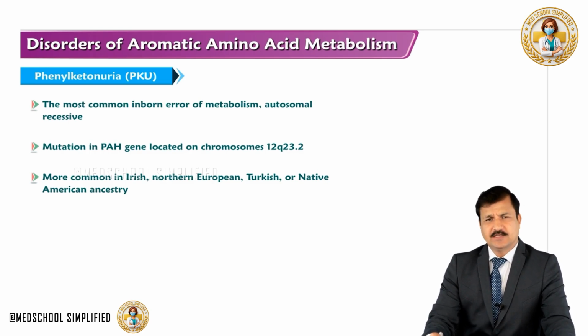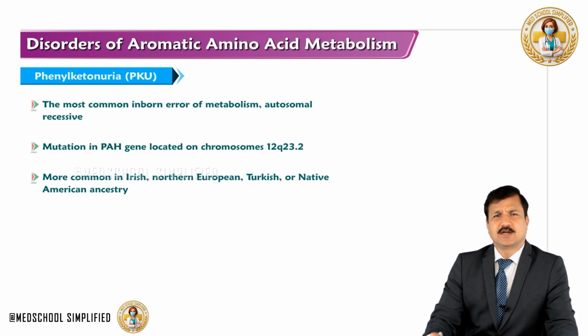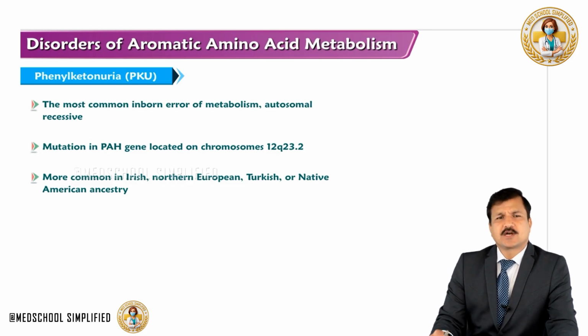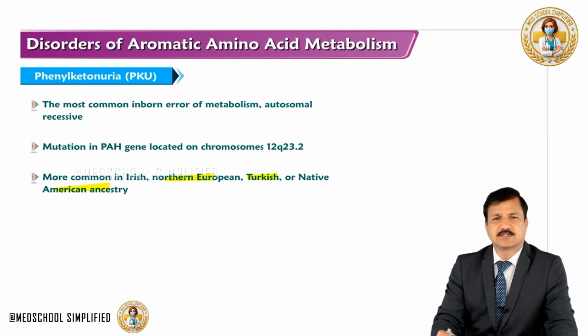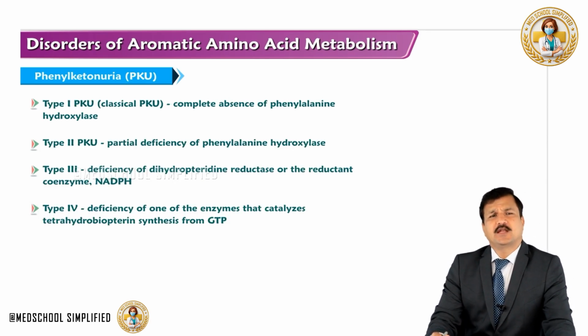So the defect is a mutation in a gene that codes for the phenylalanine hydroxylase enzyme, and the gene name is PAH gene, which is located on chromosome number 12. Phenylketonuria is commonly seen in Irish, Northern European, Turkish and Native American ancestry. There are 4 types of phenylketonuria.